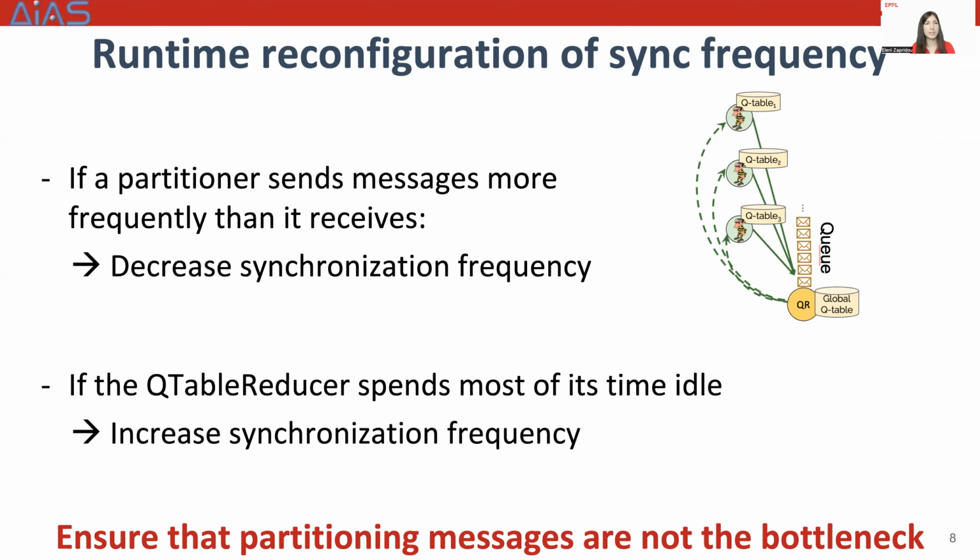The other case is if the Q table reducer spends most of its time being idle instead of processing messages, then it will increase the synchronization frequency. So the goal here is to find a sweet spot between synchronizing the partitioners as frequently as possible, while at the same time not having all of this communication be a bottleneck for performance.